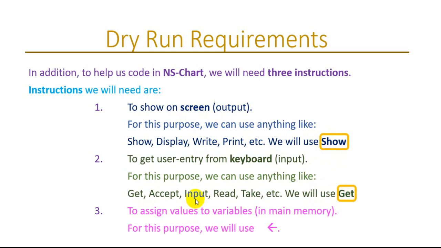And finally, for the assignment purpose or memory handling or variable handling, I'm going to use this arrow. So basically, I will be using only these three commands in addition to the four NS chart symbols to write our coding. Okay, show, get, and this arrow. These are the three. Arrow to handle the main memory variables, show to display on the screen, get to get it from the keyboard. Okay, just remember those.